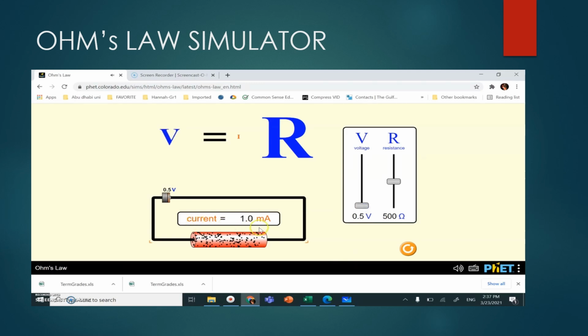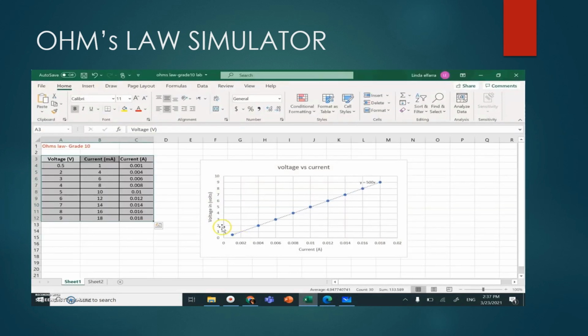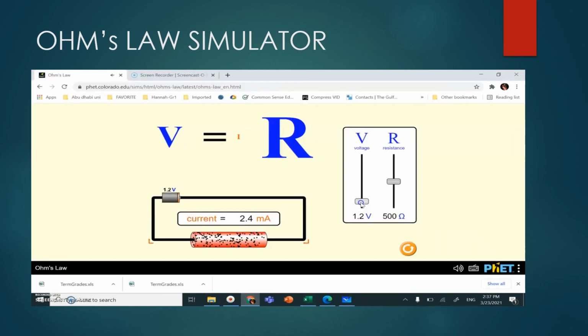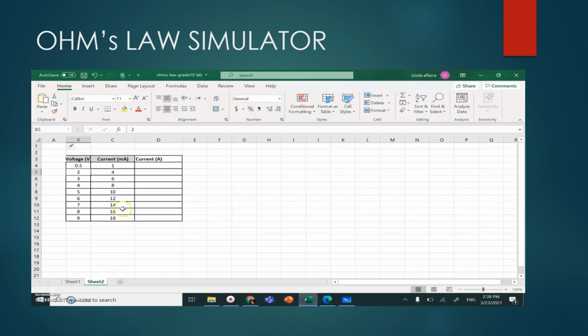And record this value. It's 1 milliamp. We record it here. You have to create an Excel sheet. I've already shared this Excel sheet with you. Here you have to write the values. So current 1 milliamp. Then increase the value of the voltage, go to 2 volt, and record the value of the current. Here I have 4 milliamp. Finish the experiment, finish taking all these measurements.